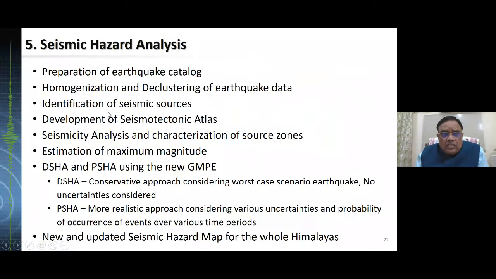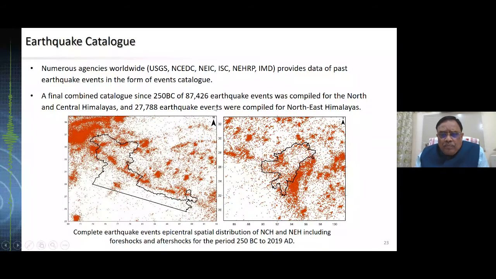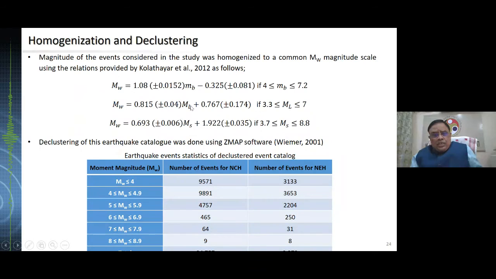Please note that homogenization and declustering of the earthquake data was done, and the repeatability also has been removed. All that has been done very elegantly, and it has been vetted by noted seismologists, who gave comments when we published this data. And as I told you, this is maybe our 20th PhD student working in this area. We have taken United States Geological Survey data, Northern California Earthquake Data Center, NCEDC, National Earthquake Information Center, NEIC, and International Seismological Centre data, ISC, National Earthquake Hazards Reduction Program, NEHRP data, and Indian Meteorological Department data, which have also been considered and put here.